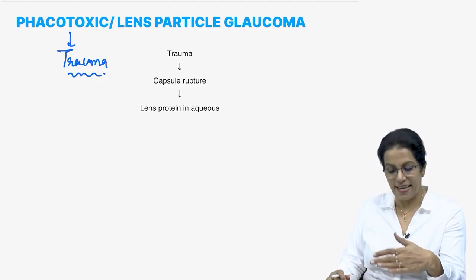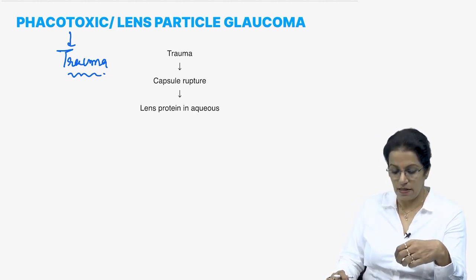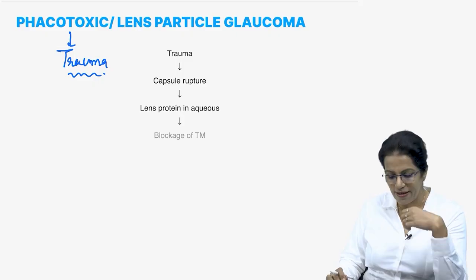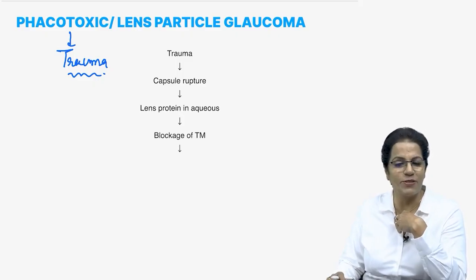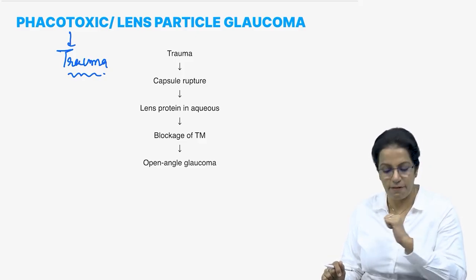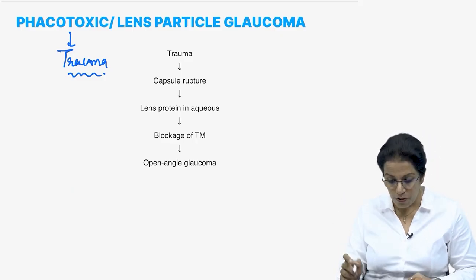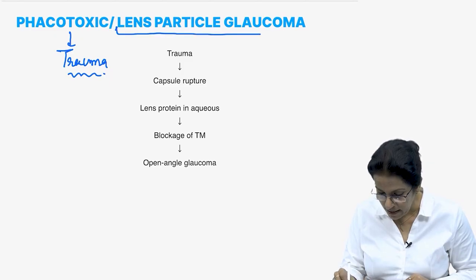In the aqueous, this lens protein is then finally again blocking the trabecular meshwork and leading to secondary open angle glaucoma. It is again secondary. Okay, so that is phacotoxic. We also call it, you should know this, lens particle glaucoma.